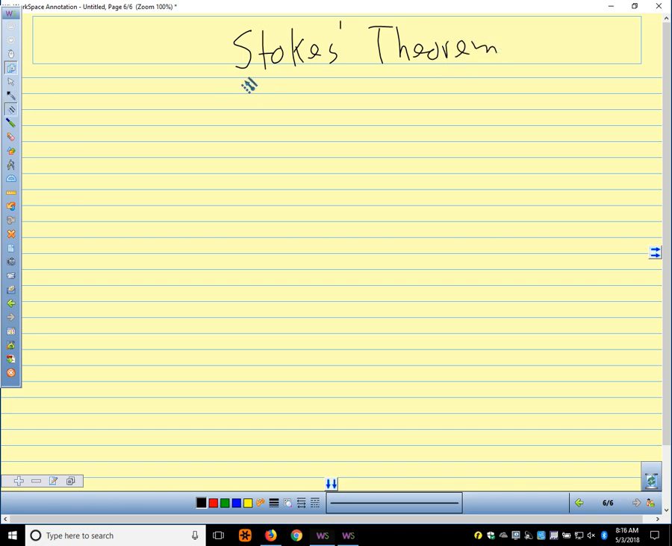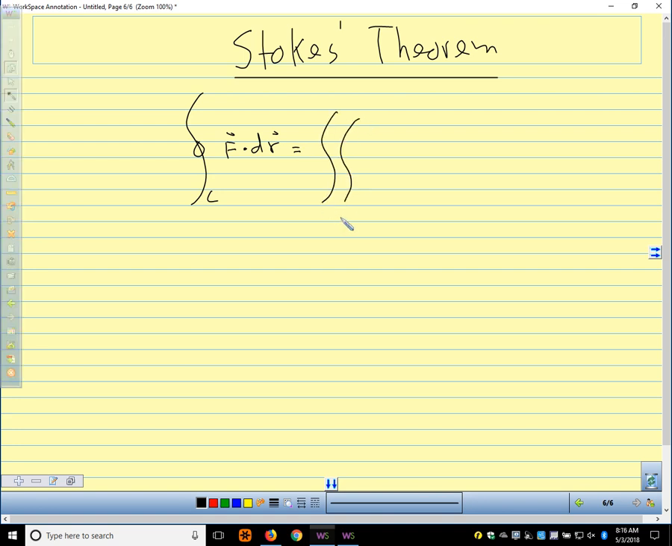So this is 15.8, Stokes theorem. Stokes theorem tells us the line integral around a closed curve of F dot dr is equal to the surface integral of del cross F dot n dS. So really it's just an extension of what we talked about with Green's theorem, to 3 dimensions.